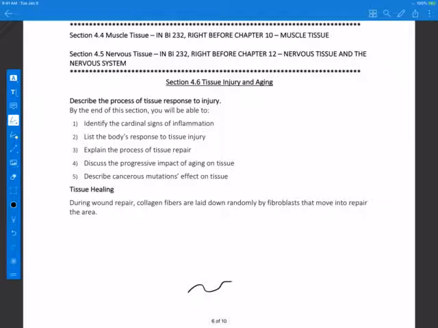That leads to tissue injury and repair. So during wound repair, collagen fibers are laid down randomly by fibroblasts that move in to repair the area. Collagen fibers are basically a protein fiber that are laid down by connective tissue cells called fibroblasts, which create more tissue.